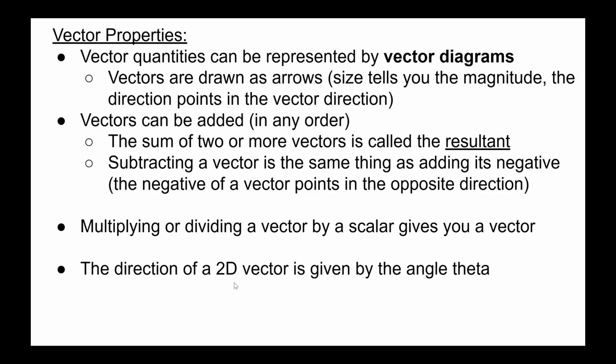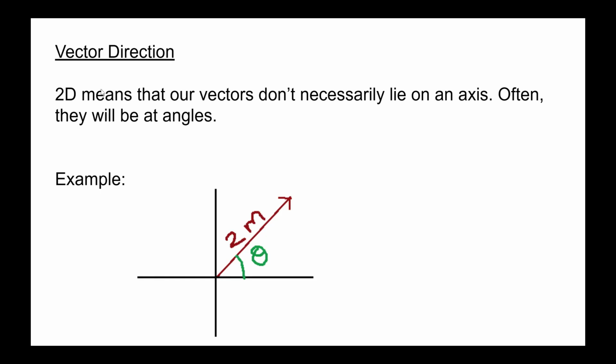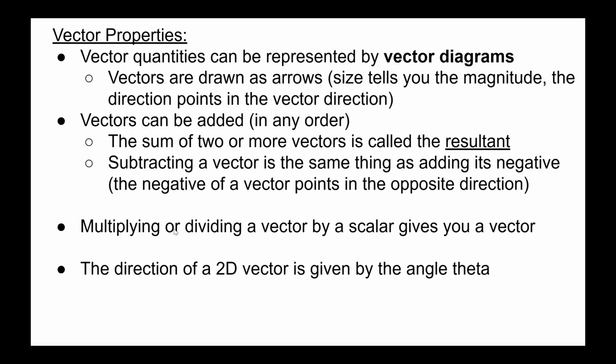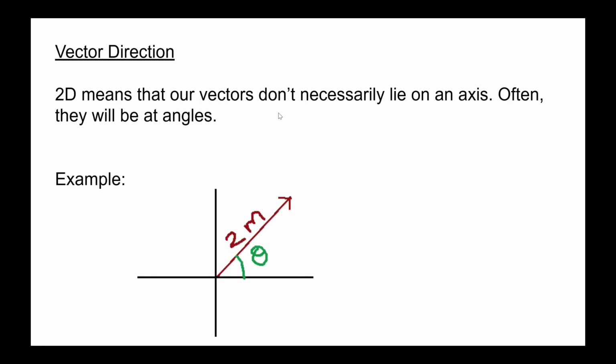The direction of a two-dimensional vector is given by the angle theta. So 2 dimensions, as implied by this statement here, means that our vectors don't necessarily lie on the x or y axis, but often they're at angles. So for example, we have a displacement vector here, 2 meters at some angle theta relative to the positive x-axis, or east here. This is a Greek symbol theta. This red arrow indicates the magnitude of my displacement vector, and this angle theta is the direction. So the direction is up from east here.